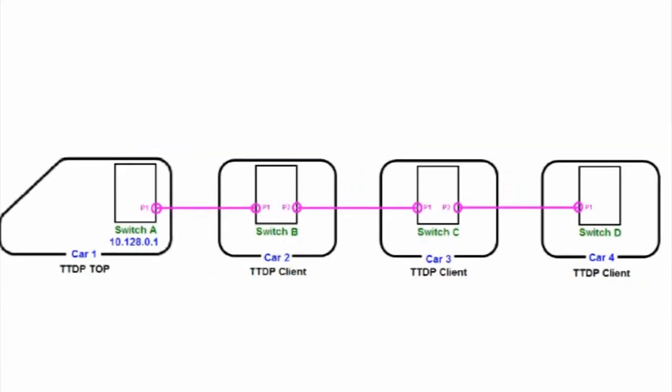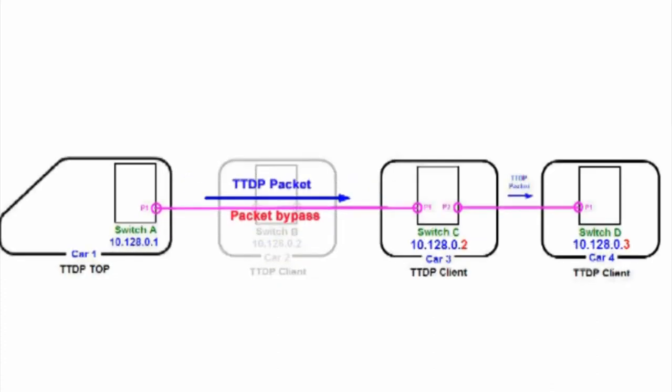Normally, when an inline device breaks down, the hardware bypass function will pass traffic to the next active switch, avoiding the broken device to ensure uninterrupted data transmission. In this situation, the head train switch will reassign an IP address to its adjacent switch due to the TTDP function. As a result, switch C will have a new IP address 10.128.0.2, even though its arrangement remains unchanged.